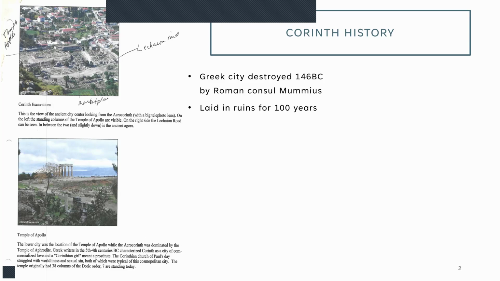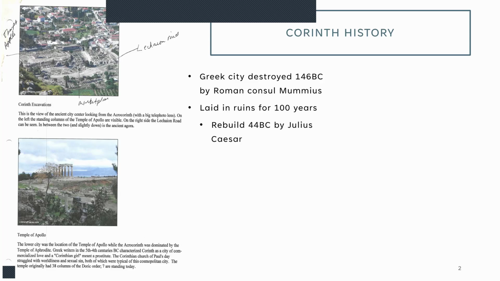He took an army there to quell a rebellion against the Roman Empire. Mummius executed the men and made slaves of the women and children to be utilized in other parts of the empire, and burned and toppled all the buildings. It lay in ruins for 100 years, but was rebuilt in 44 BC by Julius Caesar.